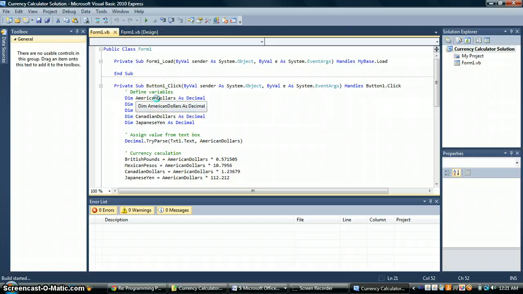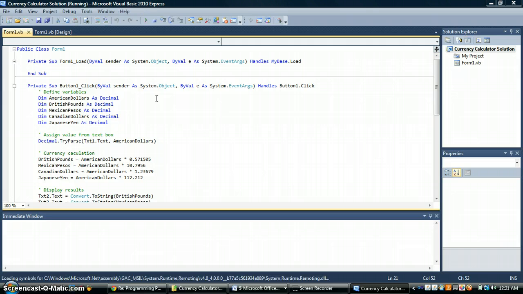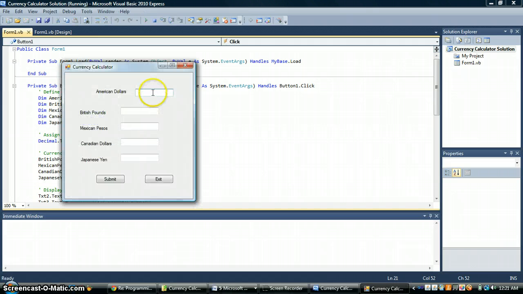Okay, and if we hit F5 in just a second, we can put in 10 American dollars. As you see, it rounds out to the nearest decimal with that conversion factor, and we can do any numbers we want, and it gives a conversion factor to British pounds, Mexican pesos, Canadian dollars, and Japanese yen.